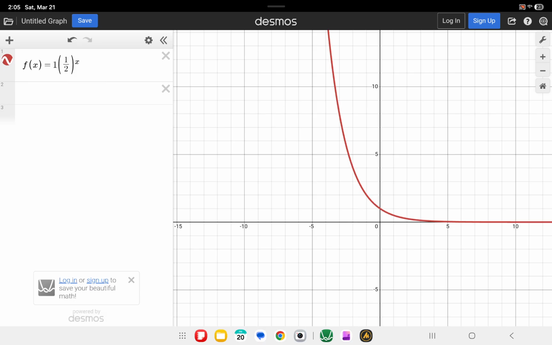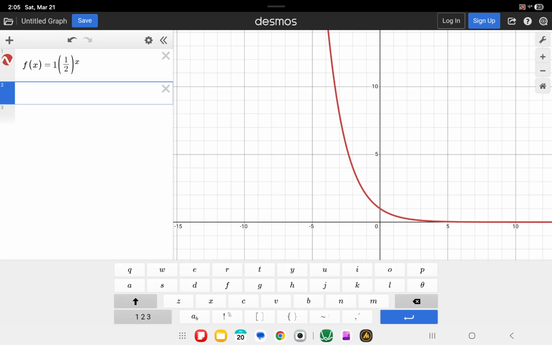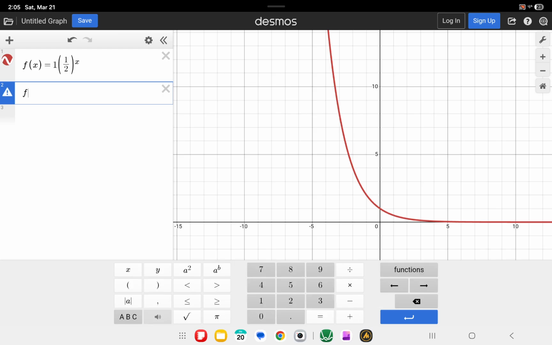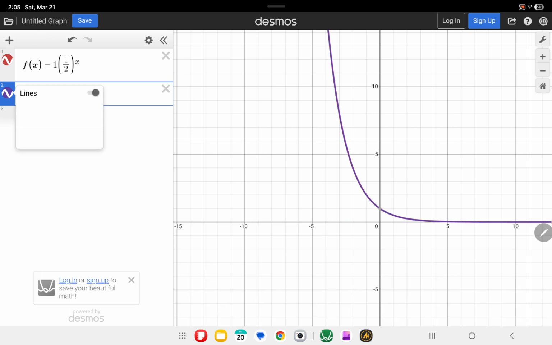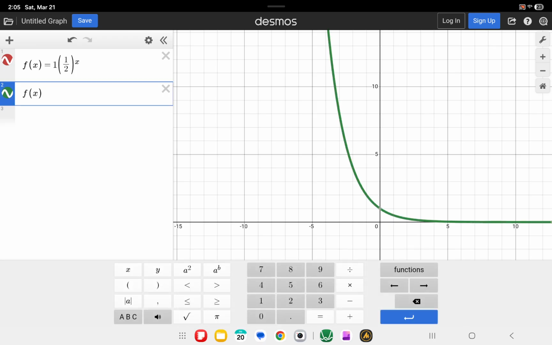Alright, let's go back to our other one, which was our exponential growth, f of x. I want that to be green, because that's going to be growth. I want that to be 4. It's going to be equals 1, parentheses, base was 2, close parentheses, raised to the x power. So we got both of those in there so we can compare and contrast them.